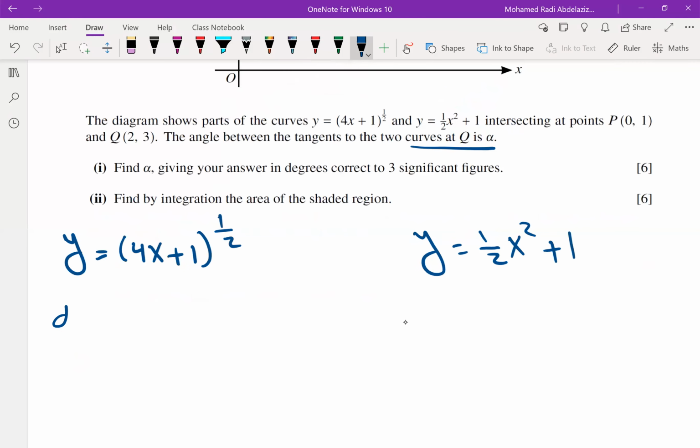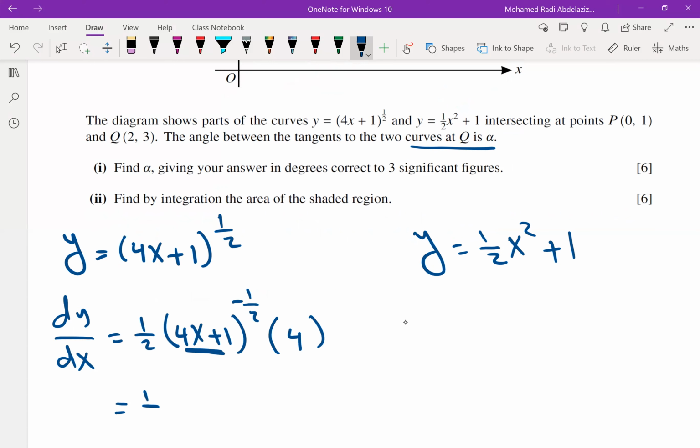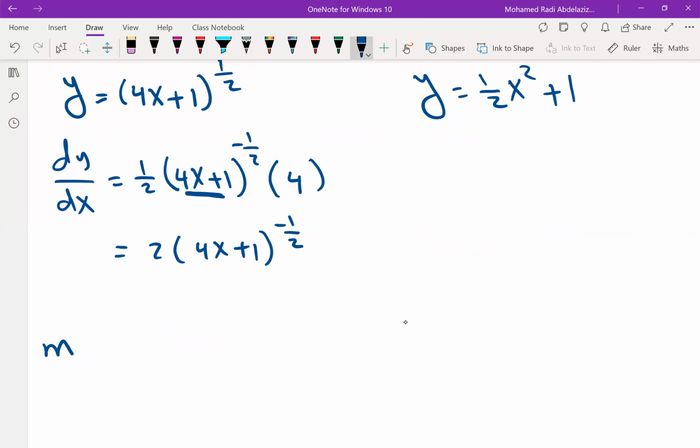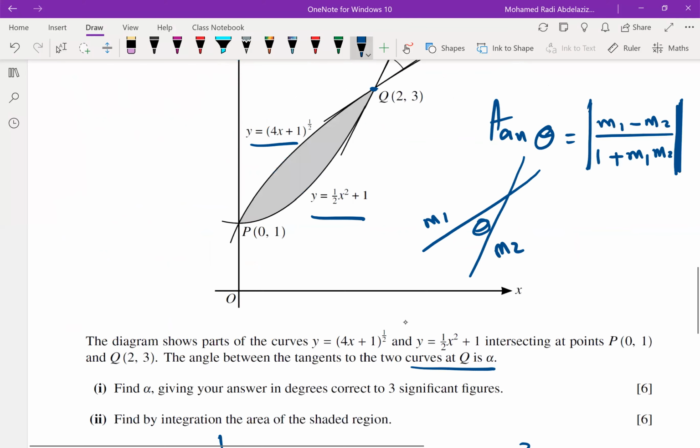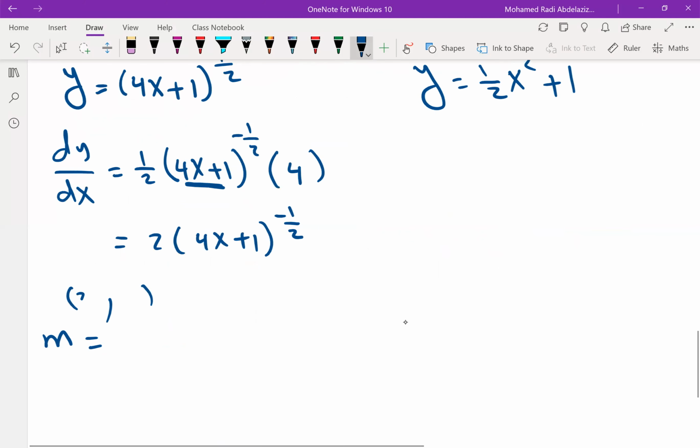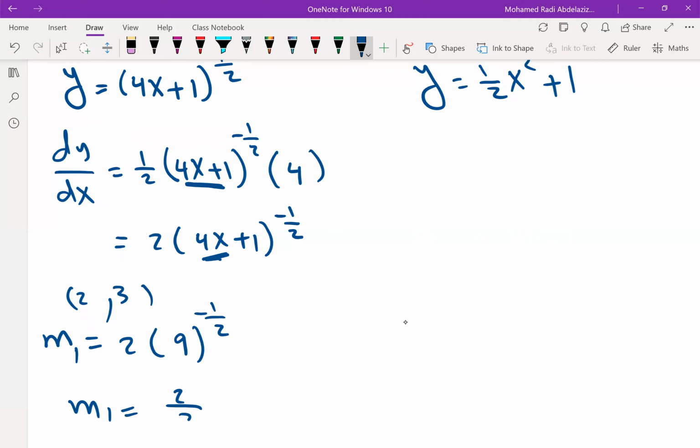To get the gradient, first find the derivative, dy by dx. Differentiating the power n, drop the power, then minus 1, then differentiate 4x plus 1, which is 4. Simplify it: half of 4 is 2, times (4x + 1) to the power of negative half. To get the gradient of the tangent at the point Q, substitute the given point 2 and 3. So m1 is 2 times (4 times 2, which is 8, plus 1 is 9) to the power of negative half, so m1 is equal to 2 over 3 simplified.